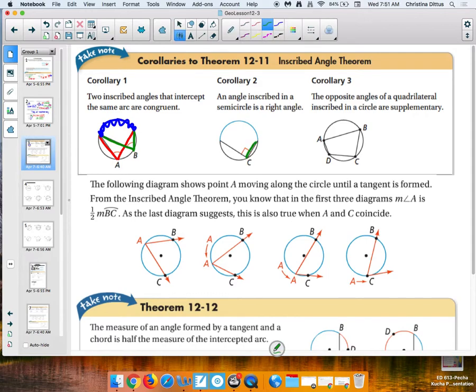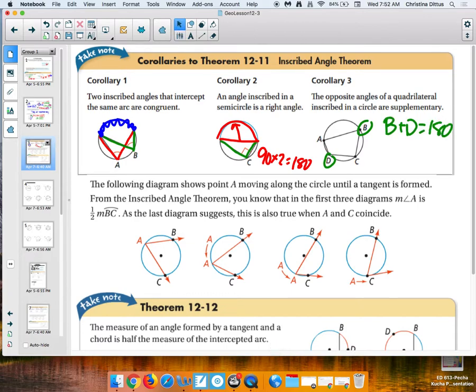If an angle inscribed is a right angle, then this has to be our semicircle because it's halfway through. Because 90 times 2 is 180, and 180 makes up a semicircle. So that makes sense too. And this last one we looked at: opposite angles of a quadrilateral are supplementary. So these two add up to 180, B plus B equals 180, and the other, A plus C equals 180. Same sort of stuff.